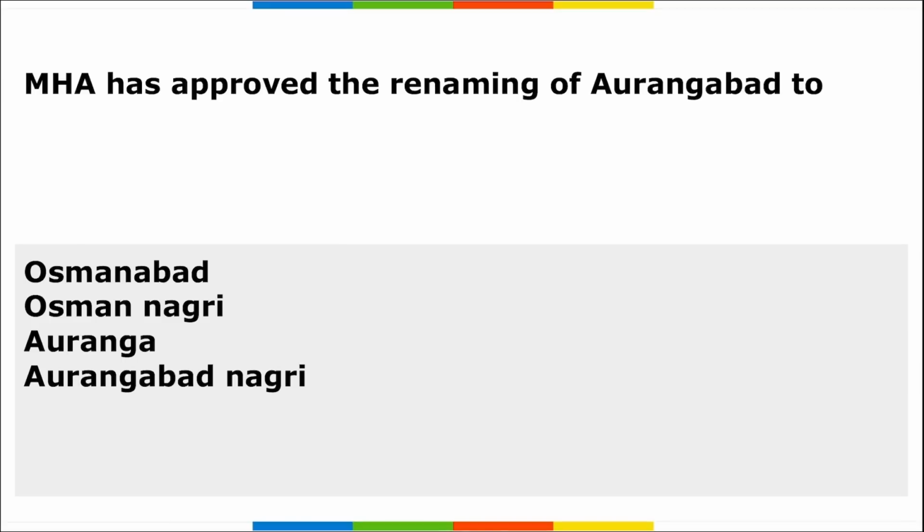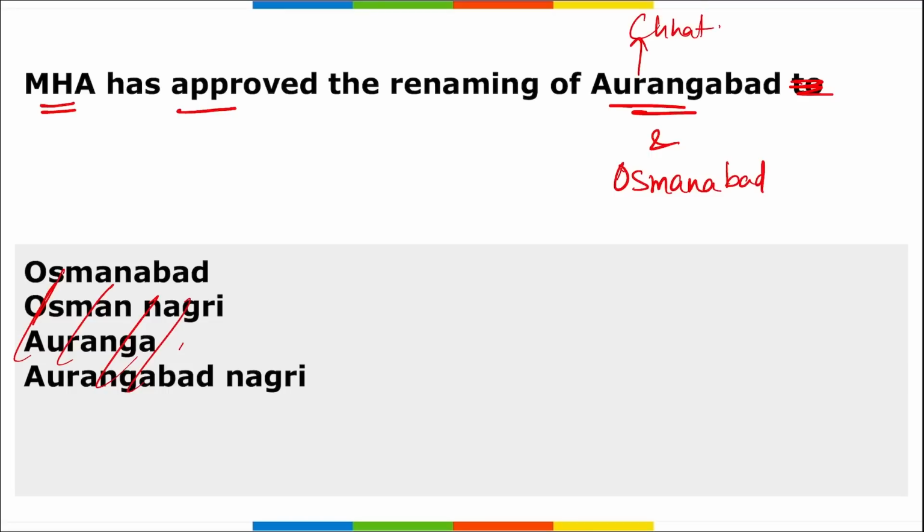Alright, moving on. Next question is, MHA has approved the renaming of Aurangabad city to what? So remember, there is a little bit of correction in this video, you can avoid this. The question is that the Ministry of Home Affairs has recently approved renaming of Aurangabad and Osmanabad to what? So remember, Aurangabad city will be renamed to Chhatrapati Shambhaji Nagar. And Osmanabad will be renamed to Dharashiv.